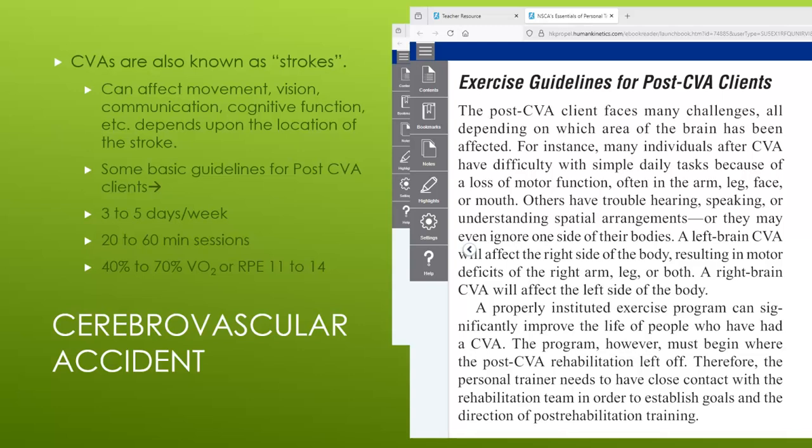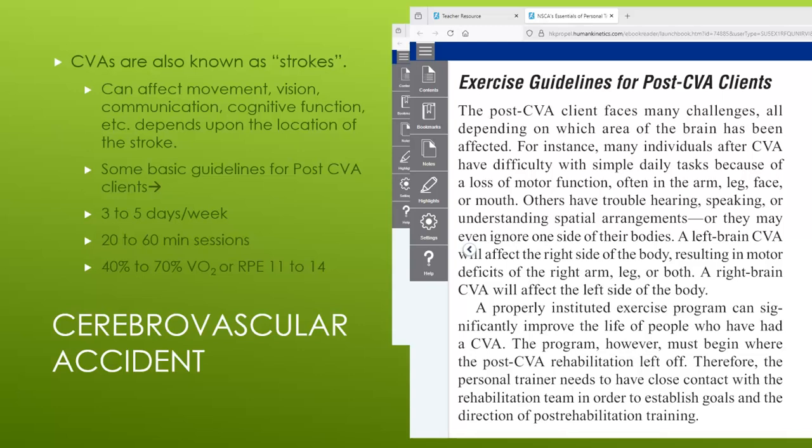But some of the guidelines they have here: you might have these simple tasks that we all do, but if you have somebody who loses some motor function in the arm, the leg, the face, or the mouth, you'll have cases where predominantly this is a hemisphere type conversation. If the stroke is on one side of the brain, it'll affect the opposite side of the body. So if I have a stroke on the left hemisphere of my brain, it'll affect the right side of my body and vice versa.